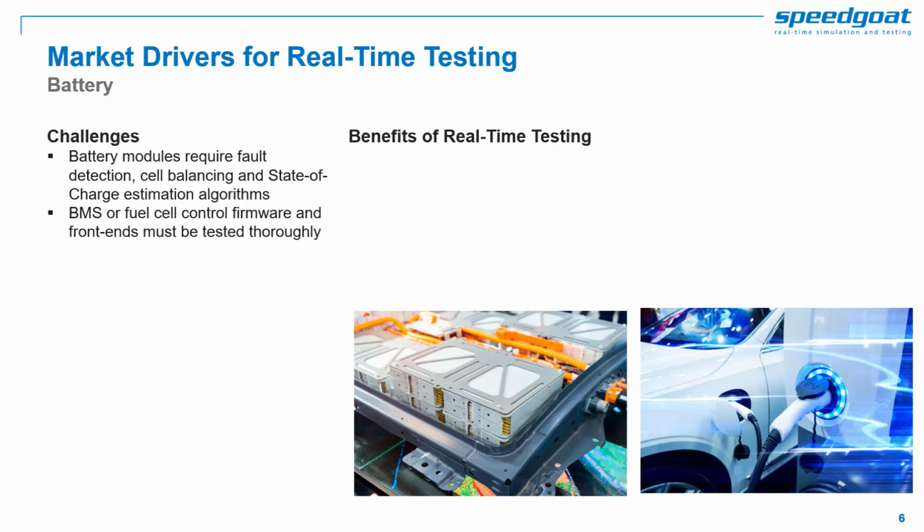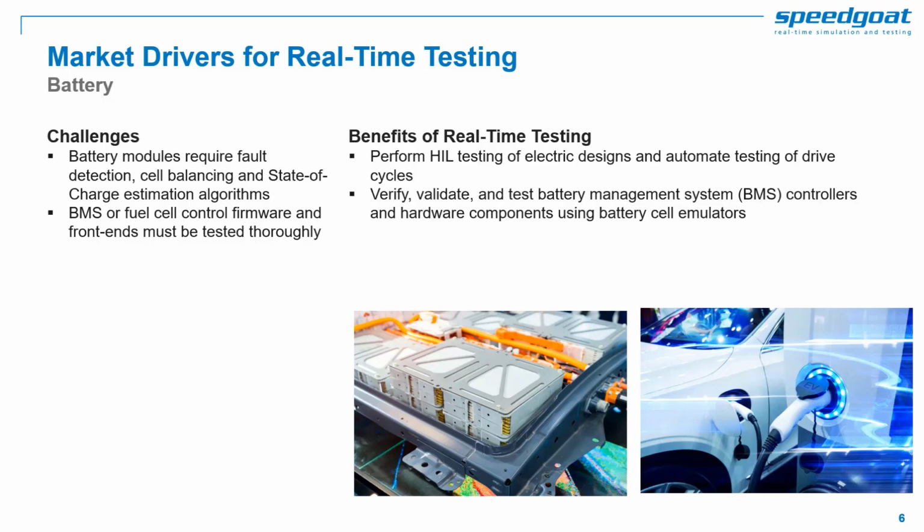BMS or fuel cell control firmware and front ends must be tested thoroughly, including charge and discharge cycles that can take days. You can perform HIL testing of electric vehicle designs and automate testing of drive cycles under normal and extreme driving conditions. You can verify, validate, and test battery management system controllers and hardware components using battery cell emulators. And you can safely test BMS under extreme and fault conditions without risking battery damage and explosion.